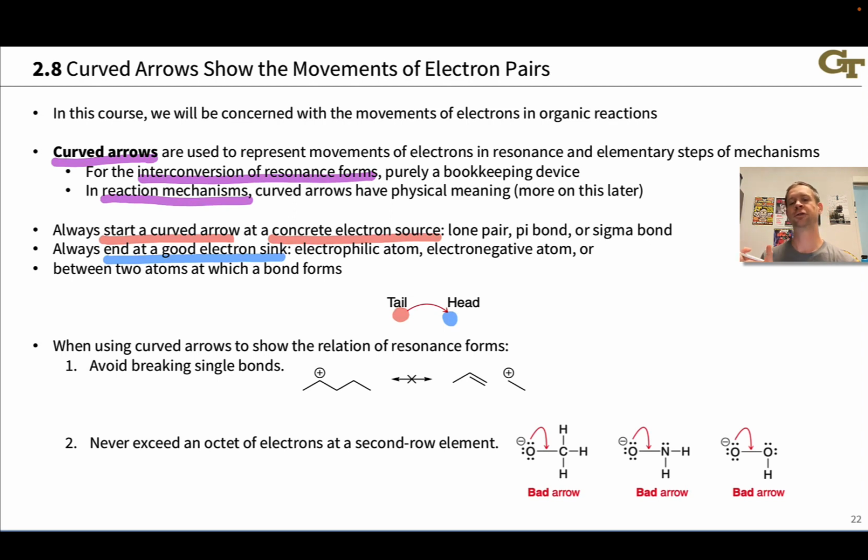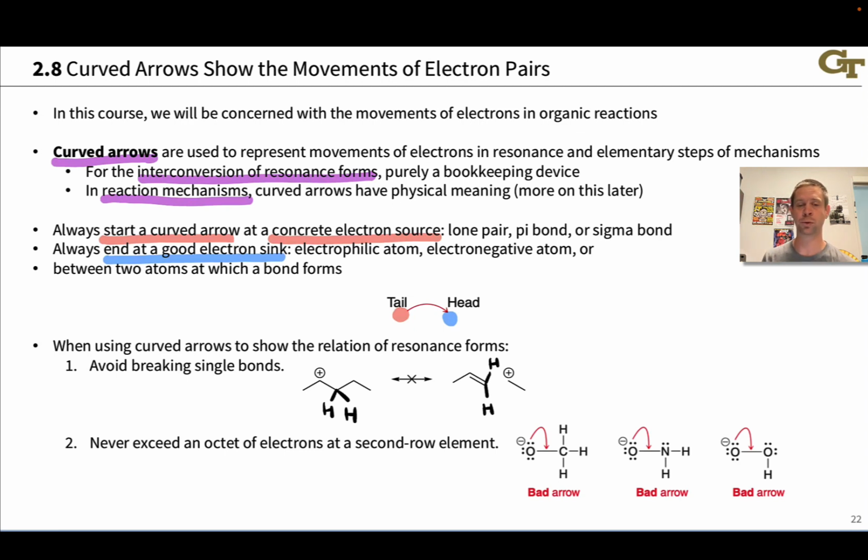For now, though, let's constrain ourselves to using curved arrows in resonance forms. When using curved arrows to show the relations of resonance forms, here are a couple of things that you want to avoid. Avoid breaking single bonds. While this is not, strictly speaking, forbidden, it's a good practice to get into because the cleavage of sigma bonds between resonance structures generally does not lead to significant alternative resonance forms.